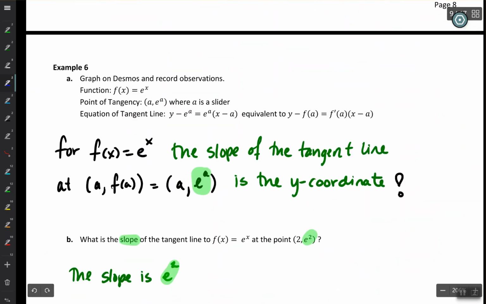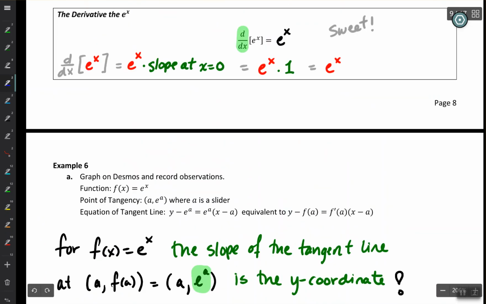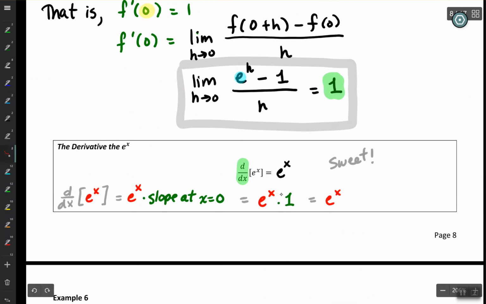Hope you enjoyed this video. We did a lot of thinking, but look at how delightful the rule is. Super simple. The derivative of e to the x is e to the x.